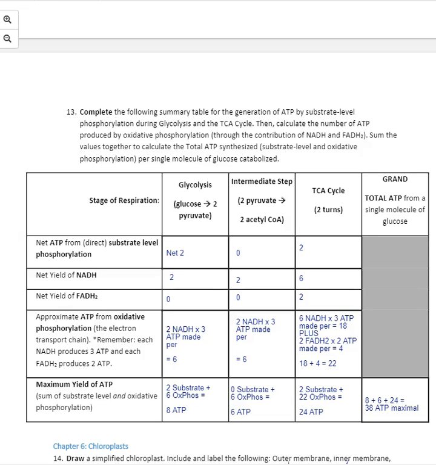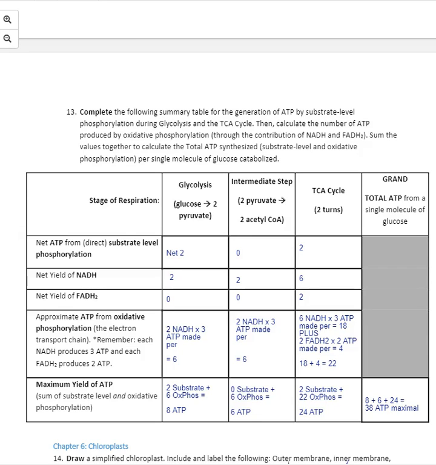The TCA cycle is the most fruitful, as its 6 NADH can yield 18 ATP, and its 2 FADH2 can yield 4 ATP. To sum these together, glycolysis makes 2 ATP by substrate level and 6 by oxidative phosphorylation, for a total of 8. The intermediate step produces only 6 ATP molecules by oxidative phosphorylation.